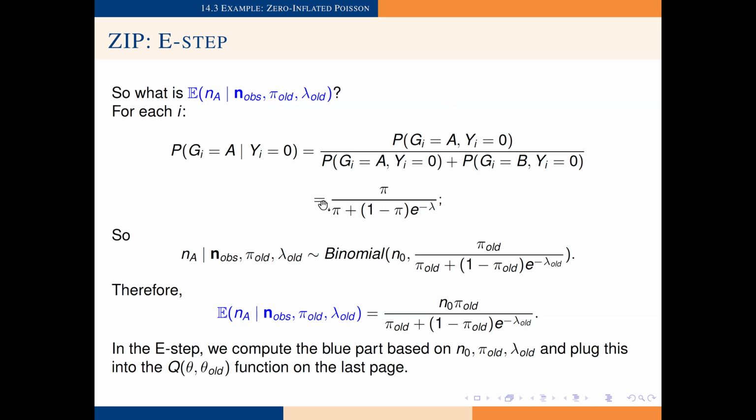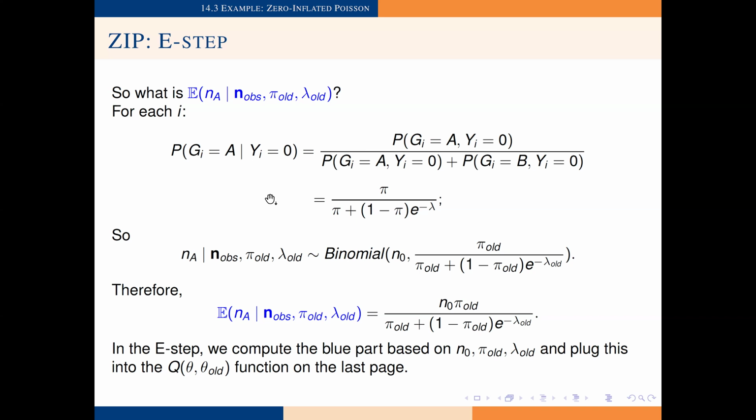The denominator is going to be this pi, which is one possibility, plus another possibility, which is G_i equal to B but Y_i is 0. That's the case where this person comes from population B, but they just turn out to report they had 0 drinks on that day. So the part we sum together is going to be 1 minus pi, the chance someone stems from group B, times e to the power of negative lambda, which is the Poisson density with rate lambda evaluated at k equals 0. So that's the chance that for each individual i, if they have 0 drinks, they come from group A.